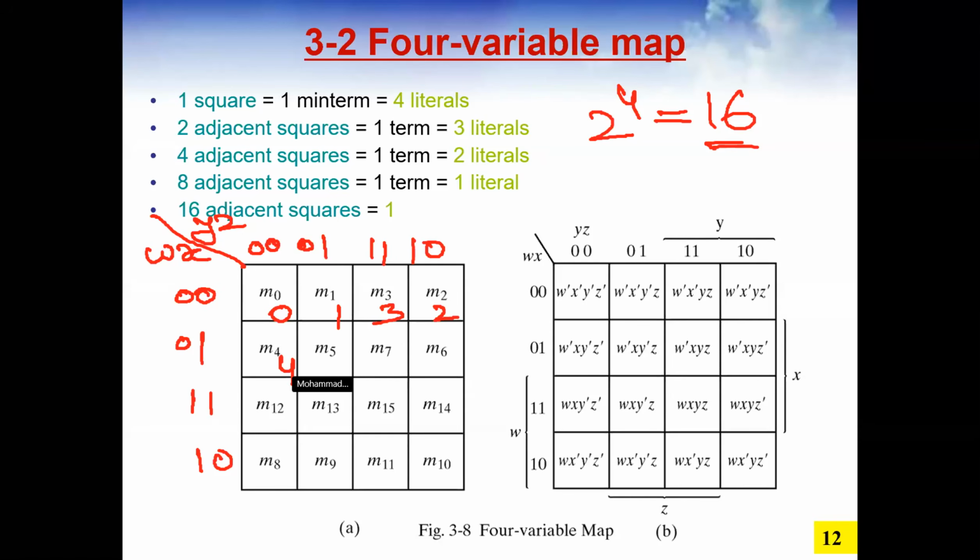4, 5, 6, 7. The down one now. 8, 9, 10, 11, 12, 13, 14, 15. So this is the way. These are the places of the minterms. So we will check the function. What are the minterms given? Just place that one and then combine them. Okay, this is the way.